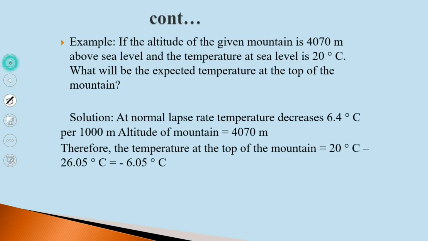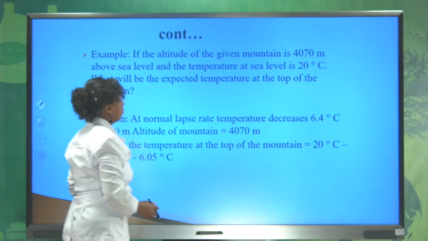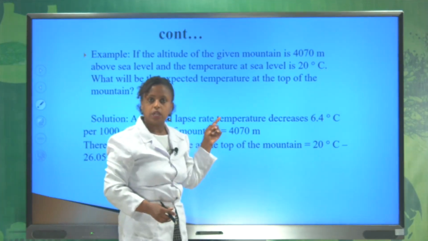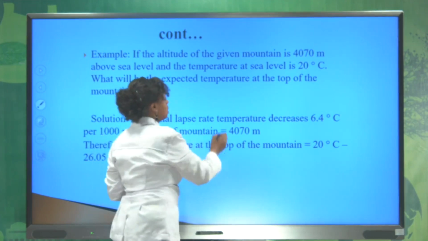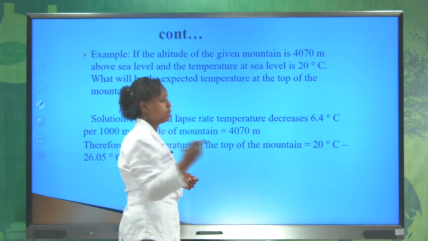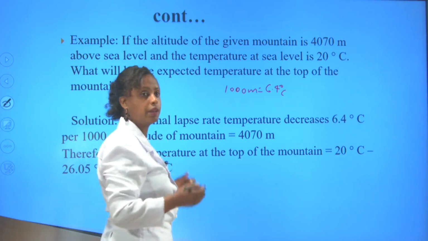For example, if the altitude of a given mountain reaches 4070 meters above sea level and the temperature at sea level is 20 degrees Celsius, what is the temperature at the top of the mountain? In order to get the temperature at the top of the mountain, first we have to get the lapse rate of 4070 meters. For every 1000 meters, temperature decreases by 6.4 degrees Celsius. So what will be the lapse rate of 4070 meters?